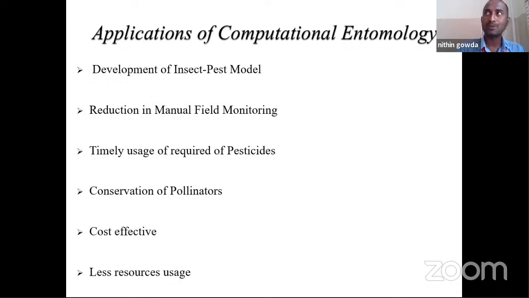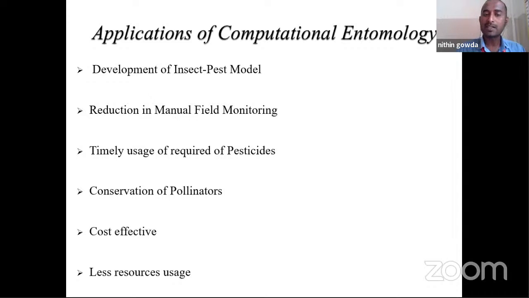And cost effective. Cost effective in the sense that obviously you're going to use fewer resources, that is, less pesticides and less fertilizers. So that will in turn reduce the cost, and that will in turn increase the income of a farmer.